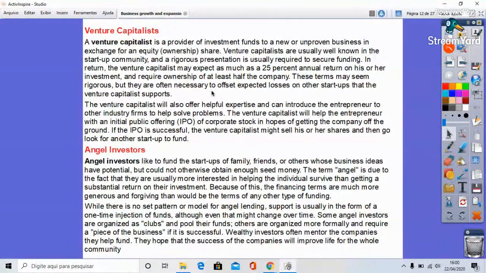So they have the money and the expertise. We also have what we call angel investors. Okay, these people like to fund and help startups, families, friends, or other businesses. The term angel is because they are usually more interested in helping the individual survive than getting a substantial return, different from venture capitalists.